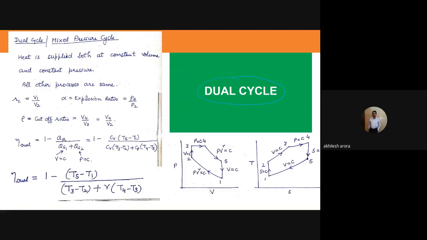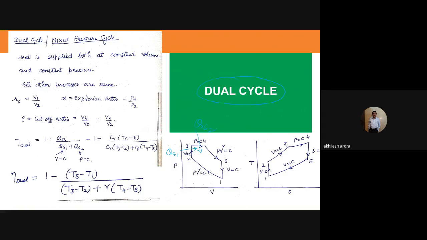So basically the heat transfer process takes place in two ways. As you can see here, some part of the heat supplied, you can say this is QS1, is taking place at constant volume, and some part of the heat supplied is taking place at constant pressure.